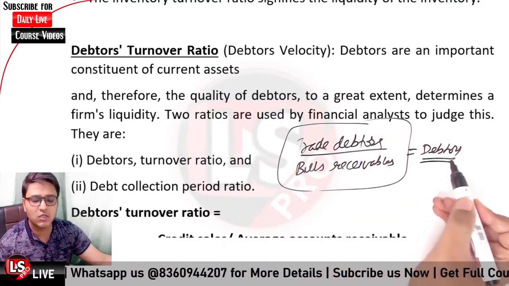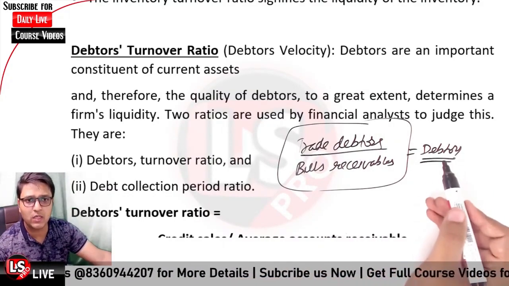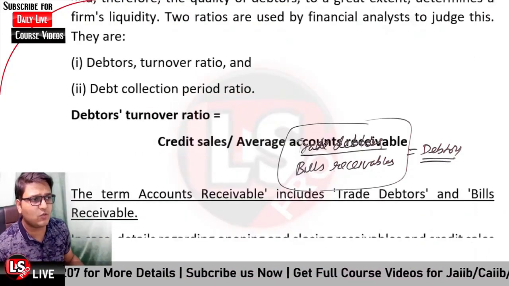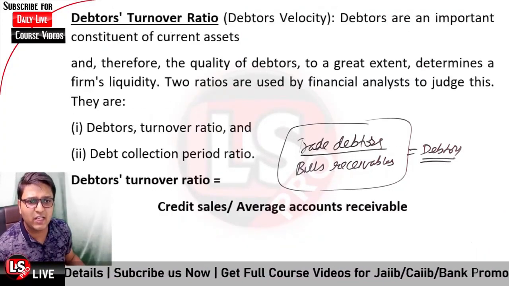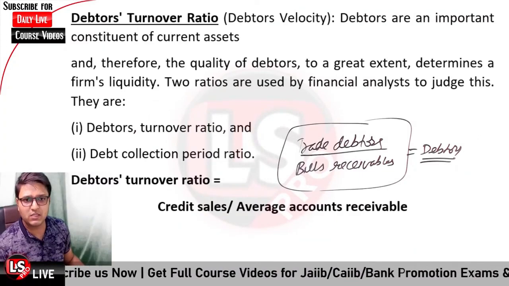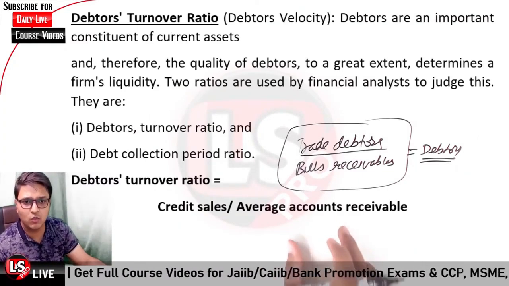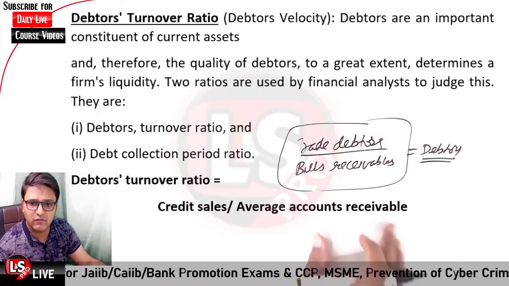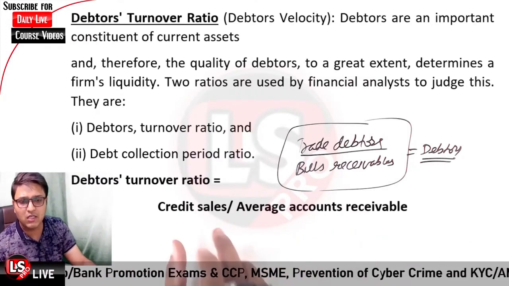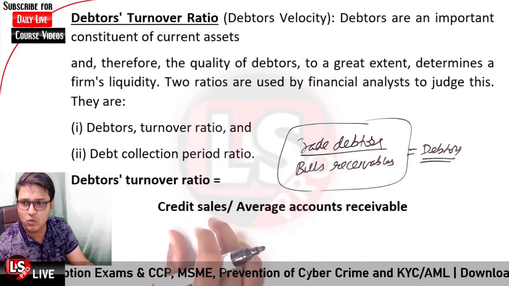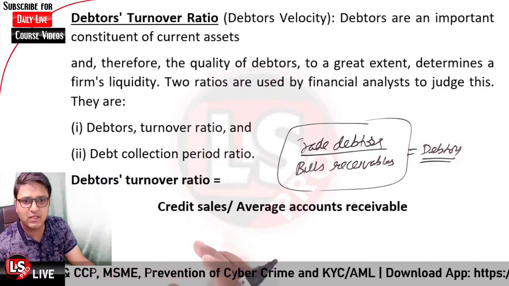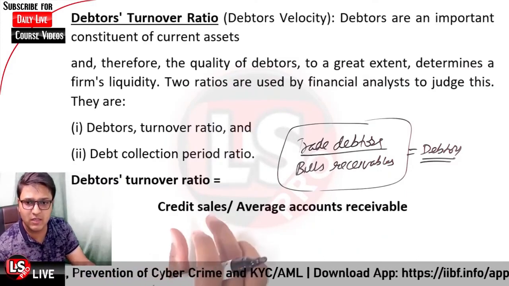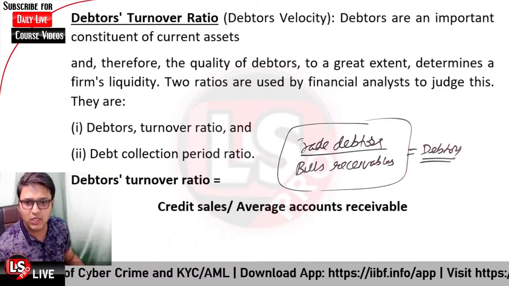So the debtor turnover ratio is equal to credit sales divided by average accounts receivable. But if you are not given the credit sales in your numerical, then you will be considering sales only. Okay.